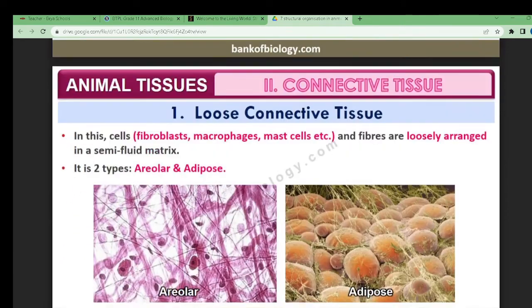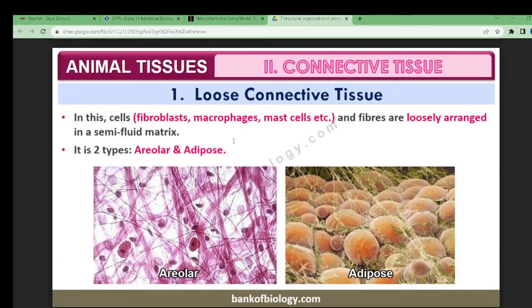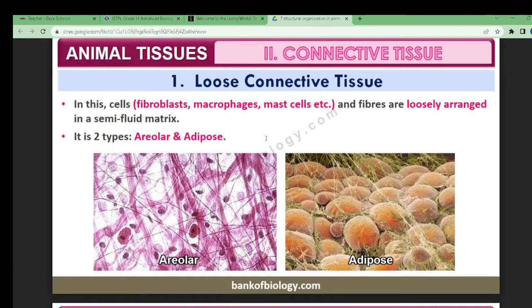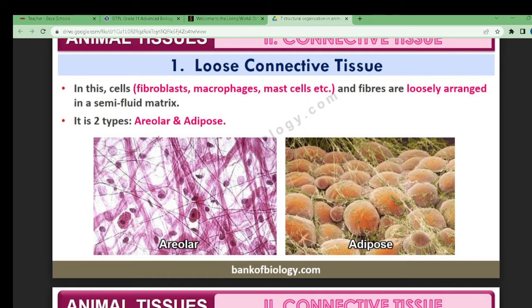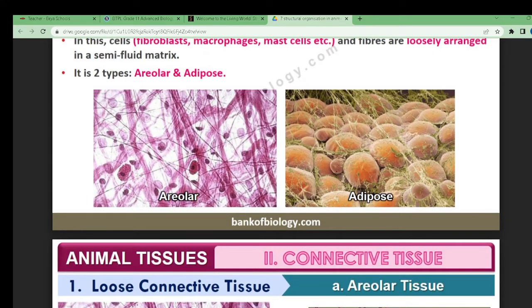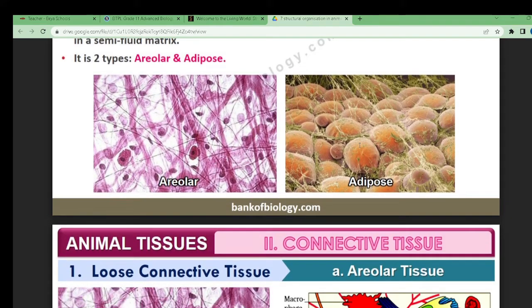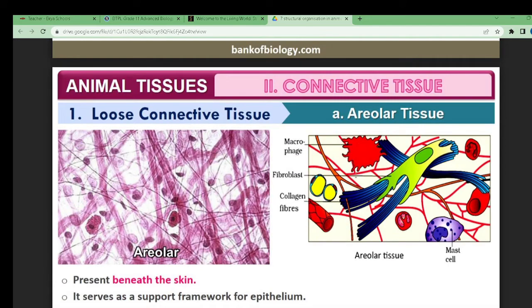In loose connective tissue, fibroblasts, macrophages, mast cells, etc. are found. Macrophages and mast cells are part of the immune system also. And fibers are loosely arranged in a semi-fluid matrix. These are of two types, areolar and adipose. You can see this areolar and this adipose structure. What is the difference we can see?